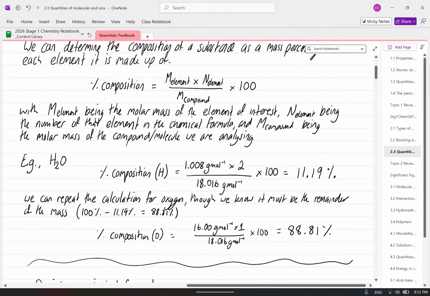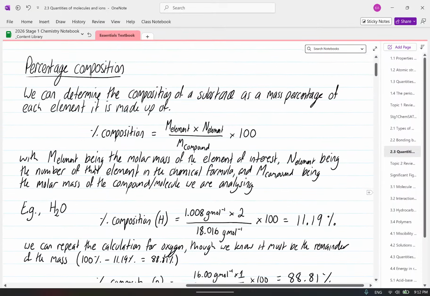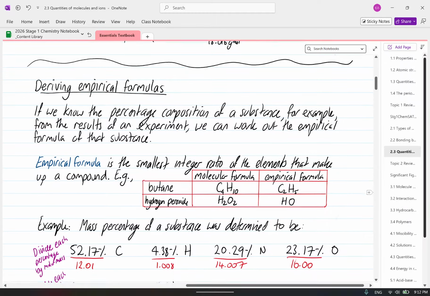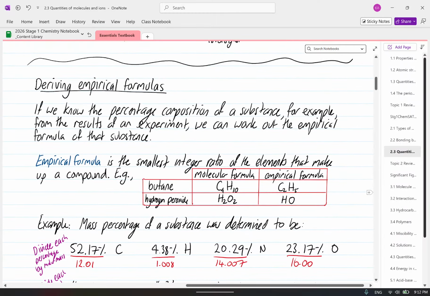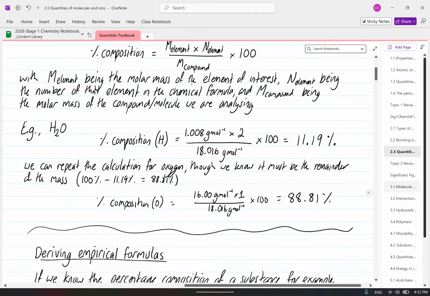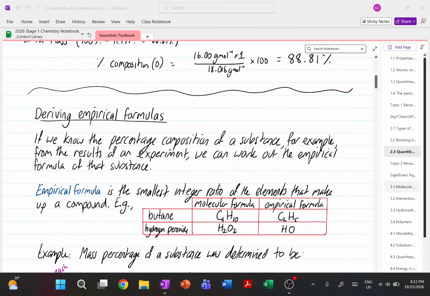There will be some questions that you can try in the textbooks, and you'll be ready to attack the percentage composition ones. Now, there is the last little bit that we're going to be looking at, and that's something called deriving empirical formulas. First of all, this is coming off the back of the percentage composition that we have calculated up here. An empirical formula, well, first of all, I need to go through that as well.